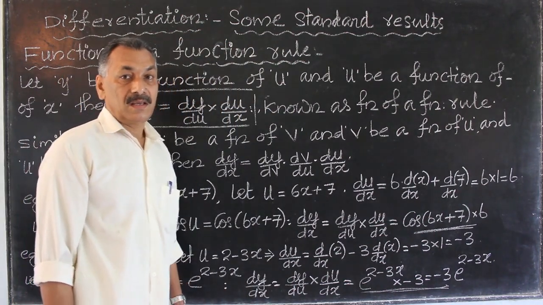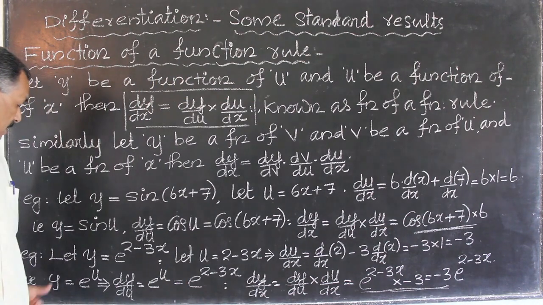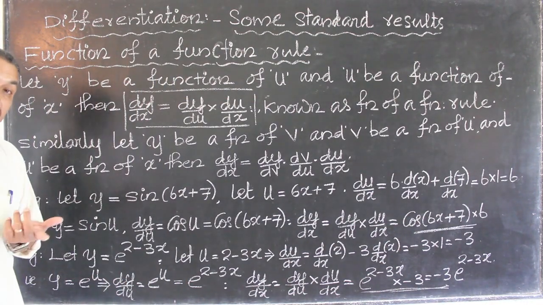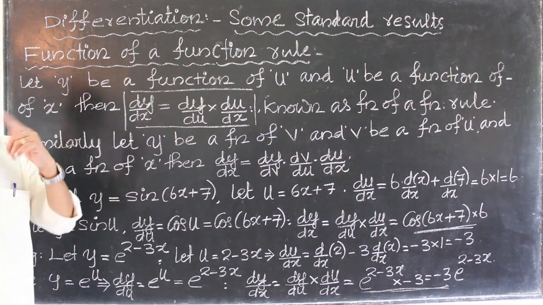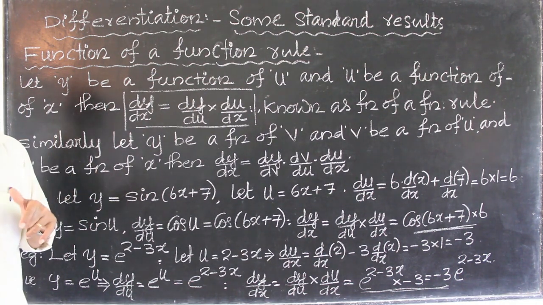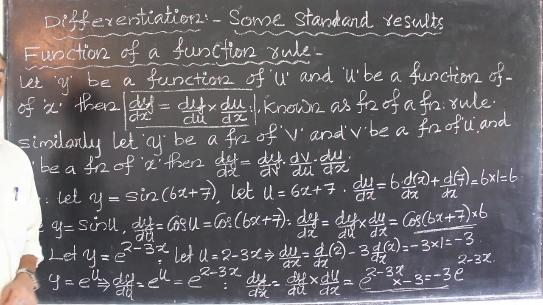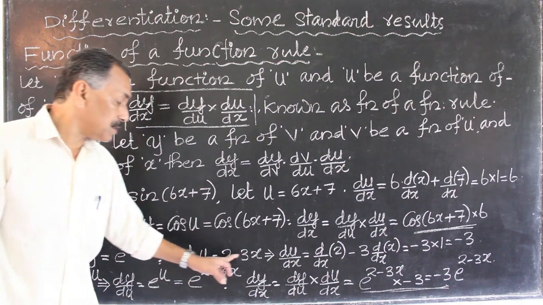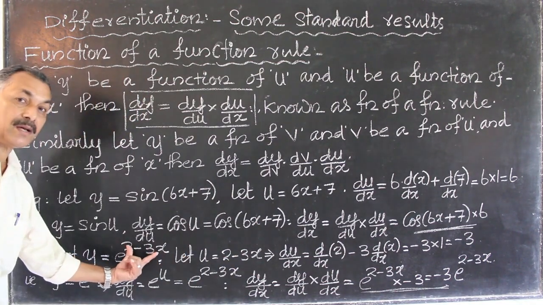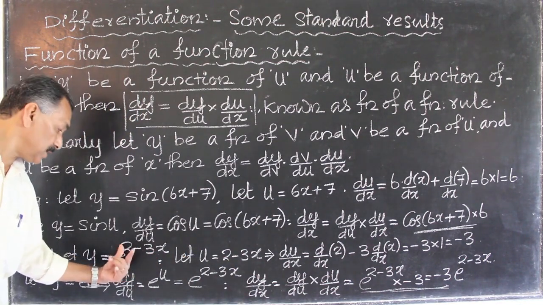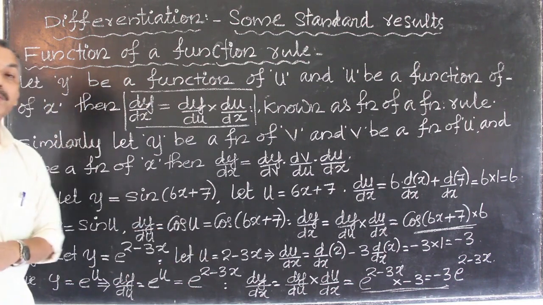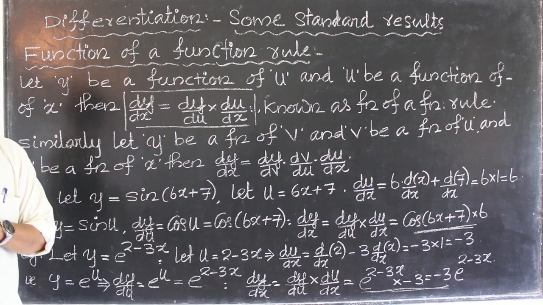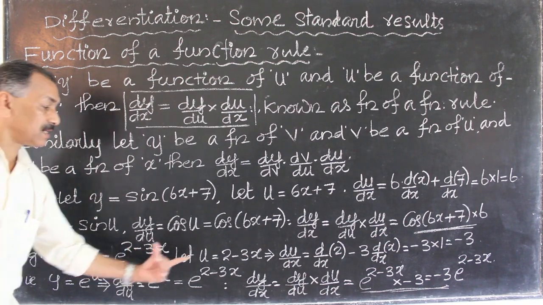Second. Let y is equal to e raised to 2 minus 3x. The derivative of e raised to x is e raised to x, so the derivative of e raised to u with respect to u is e raised to u. Let u be equal to 2 minus 3x, so y is e raised to u.